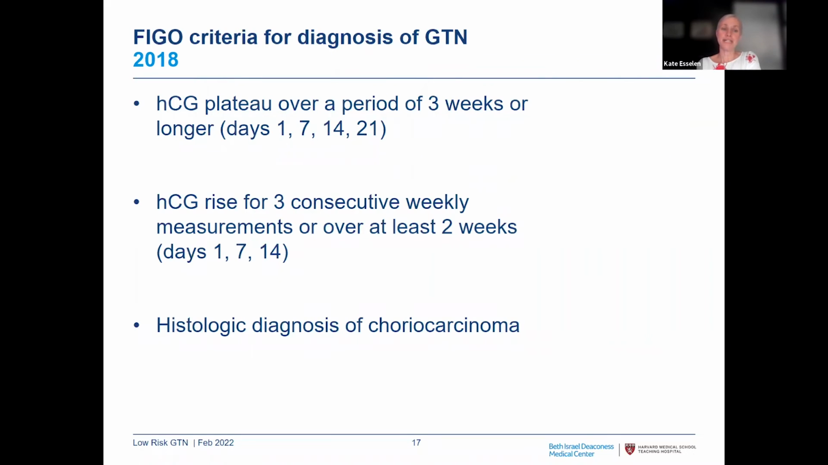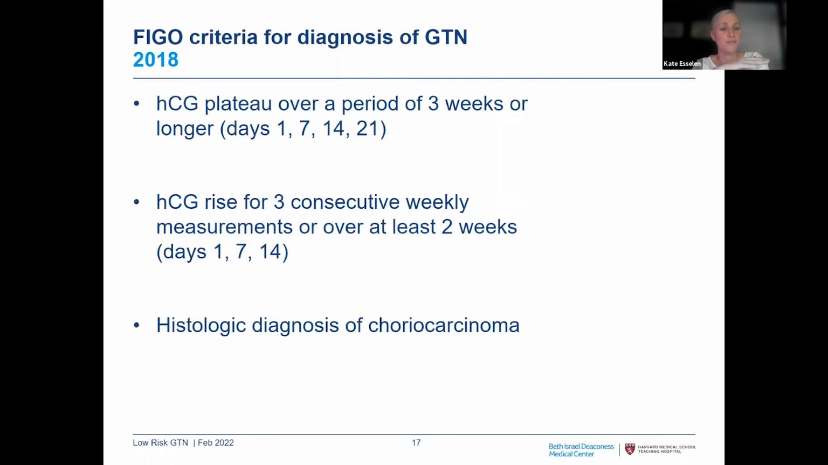So there are three specific ways that you might diagnose GTN after a D&C for a presumed molar pregnancy. The two HCG-related diagnoses are either a plateau or a rising HCG. And I always found these incredibly confusing to remember the details of exactly. So an HCG plateau, and I don't have it up there on the slide, essentially means it can fluctuate about 10% up or down from the prior value.